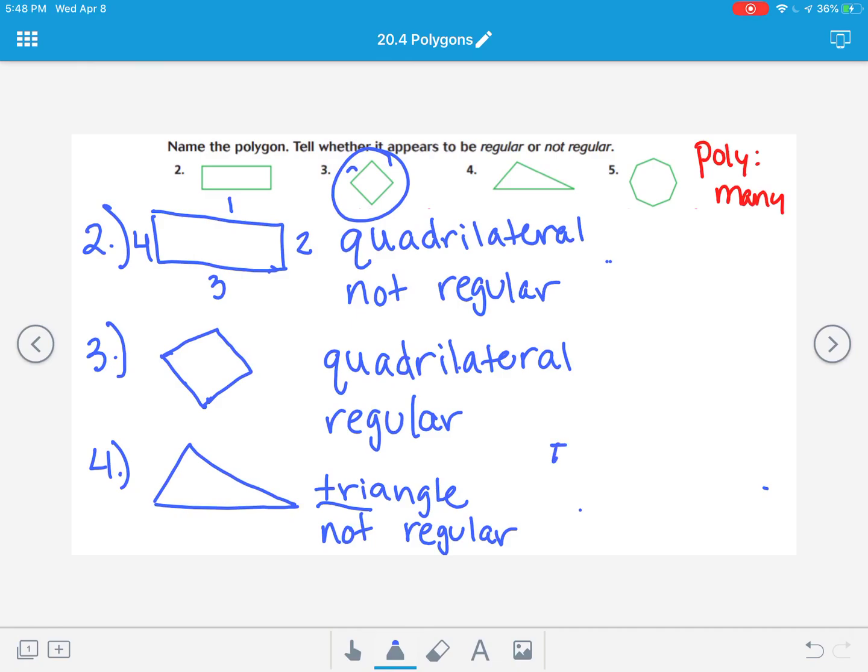All right, and number 5, I'll try to squeeze in over here. Okay, number 5, let's count the sides so I can draw this out for you. 1, 2, 3, 4, 5, 6, 7, 8. Yeah, I think there's 8.